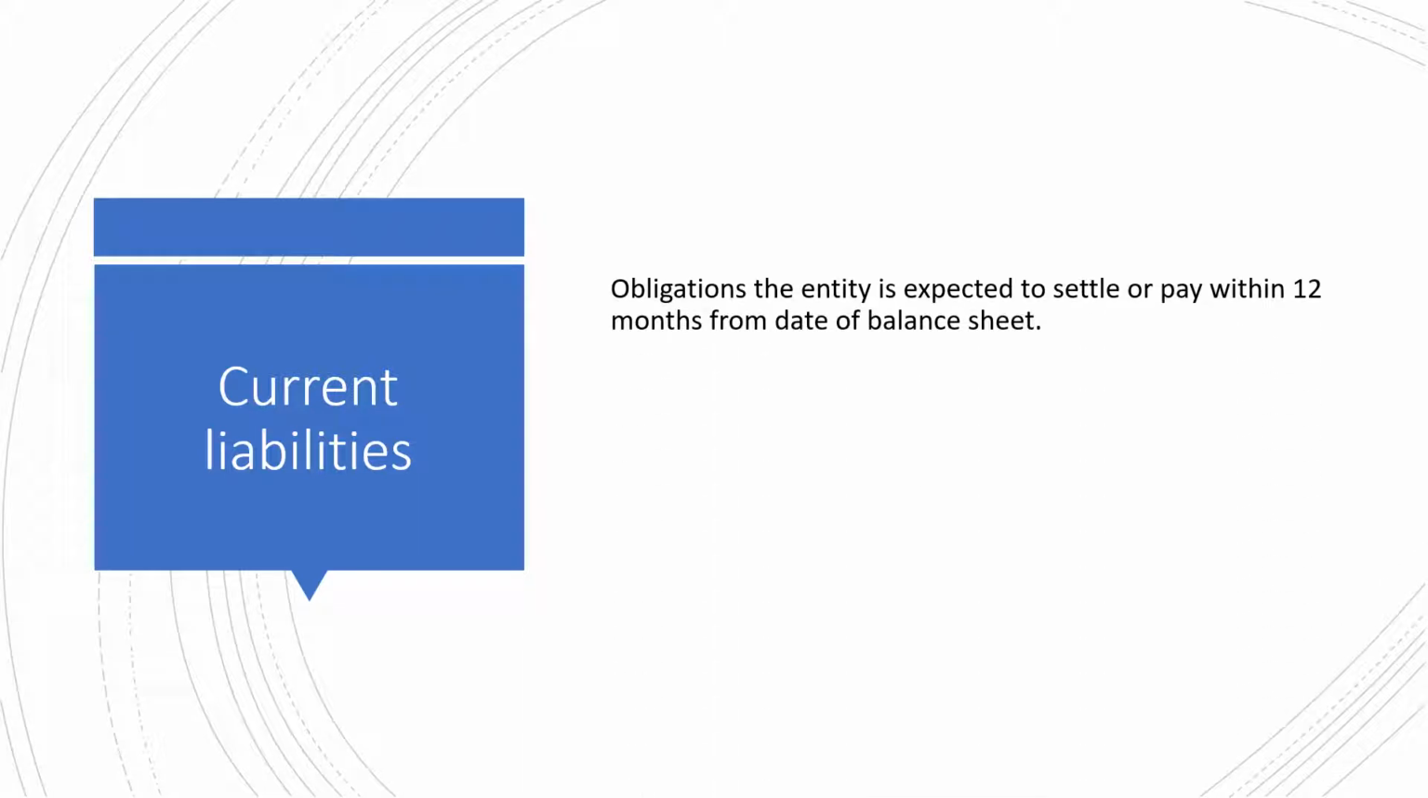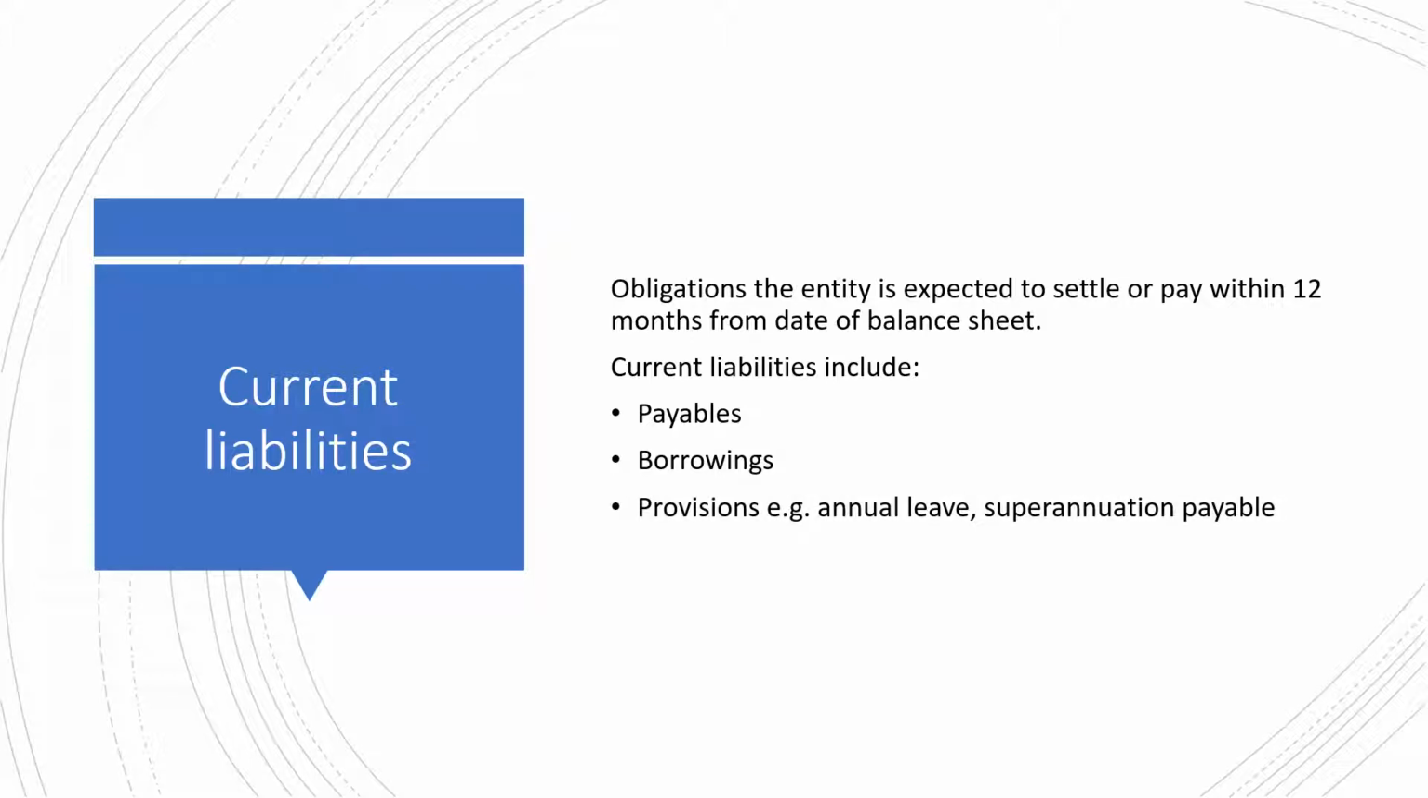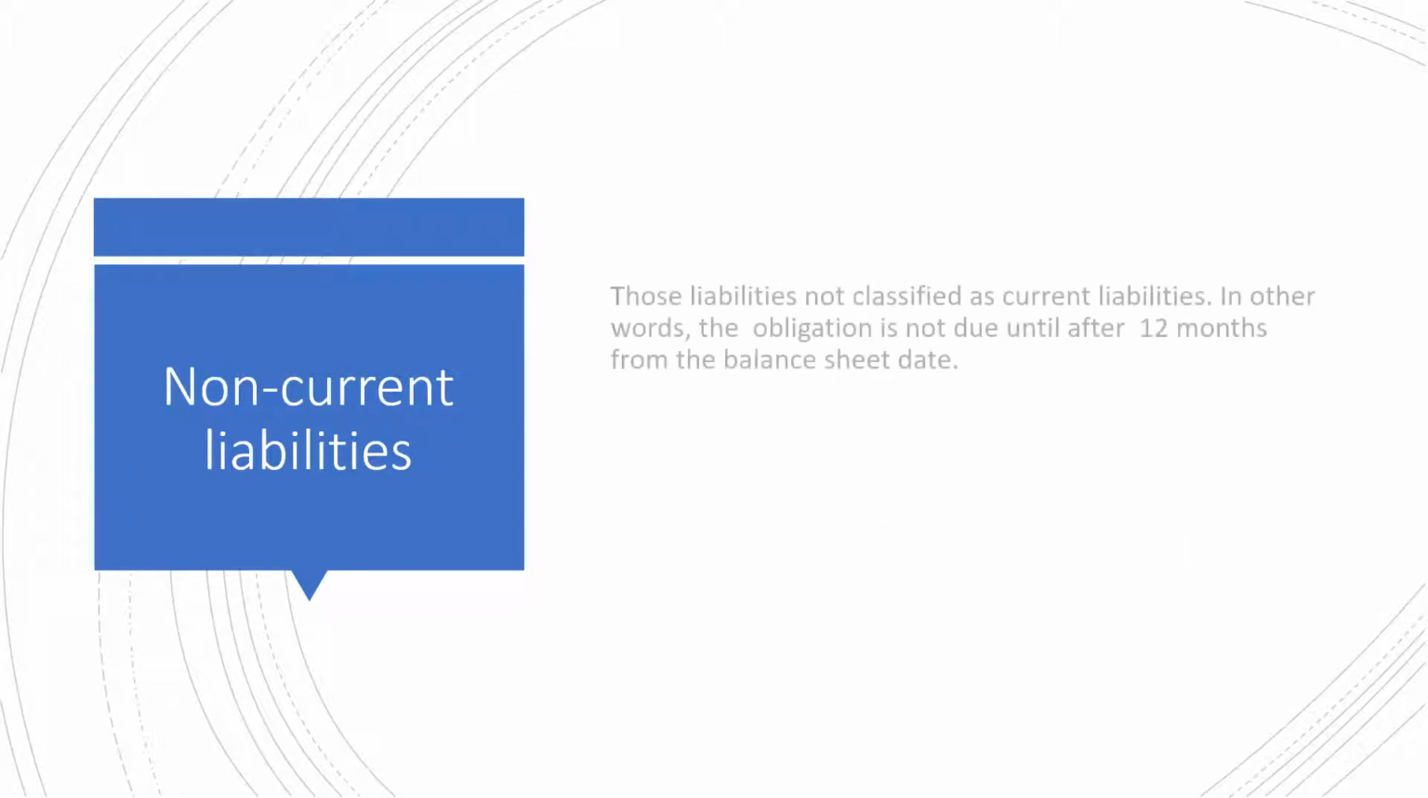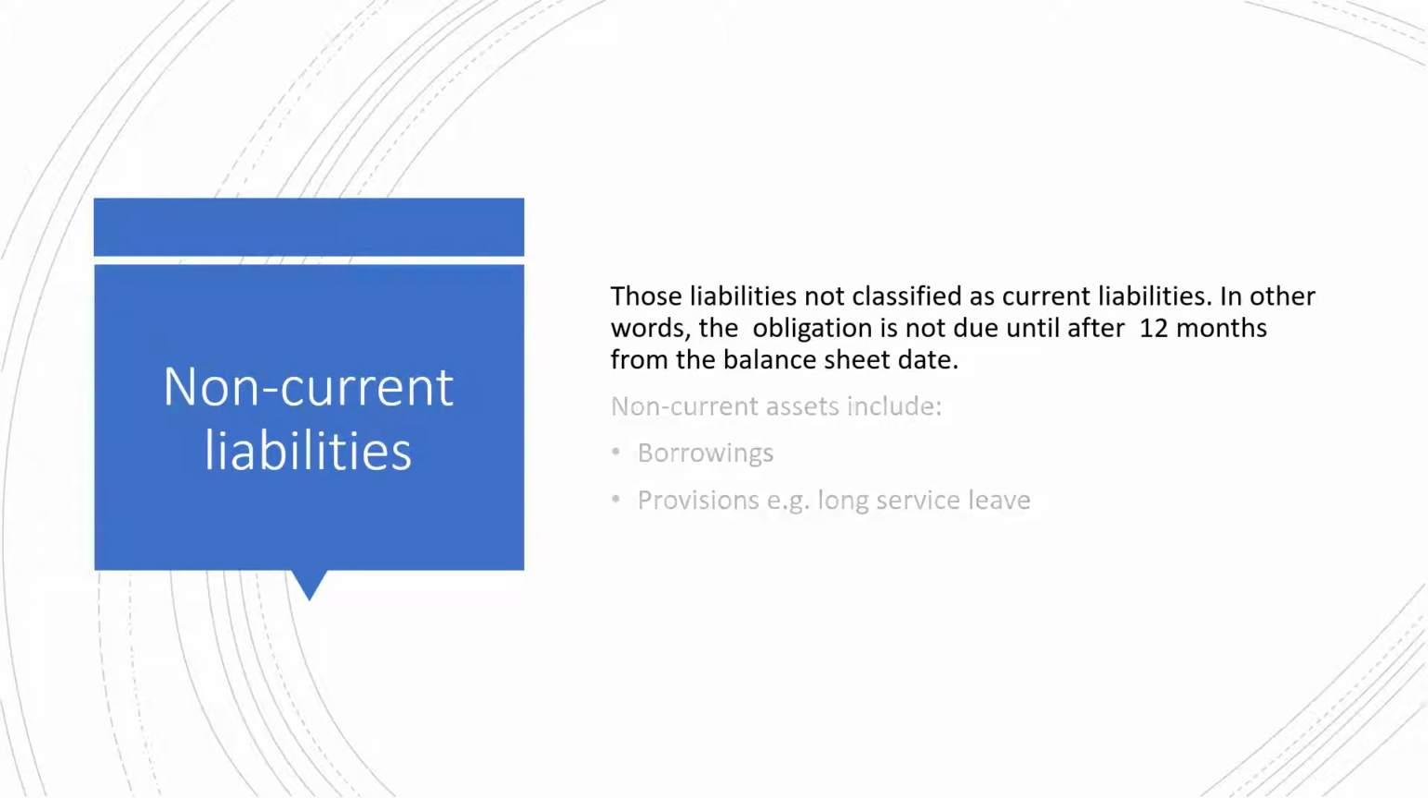Like assets, a current liability is an obligation the entity is expected to pay or settle within 12 months from the date of the balance sheet. Current liabilities include payables, short-term borrowings, or provisions, for example, annual leave, superannuation payable. And just like assets, non-current liabilities are those liabilities not classified as current liabilities. In other words, the obligation is not due until after 12 months from the balance sheet date. Non-current liabilities include longer-term borrowings and provisions, for example, long service leave.